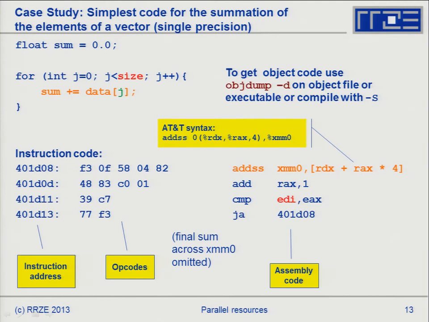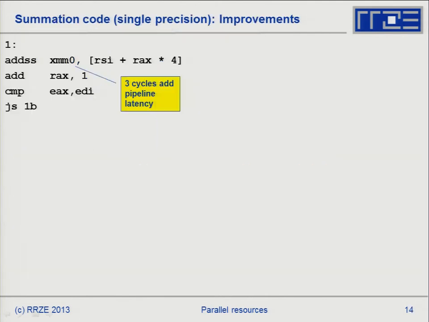In AT&T syntax, it's reverse order, so it's always source, comma, destination. A little bit confusing. And also the address syntax is different. So this is RDX plus RAX times 4 plus 0. So there could be a constant offset added to this address. And the syntax here is much less readable, but it's what you get in Linux by default. Okay, so this is for the simple summation loop.